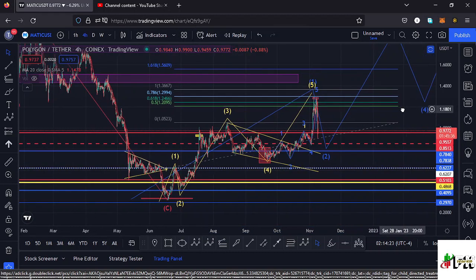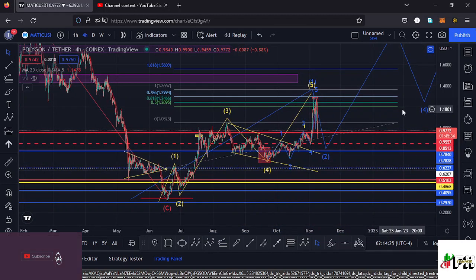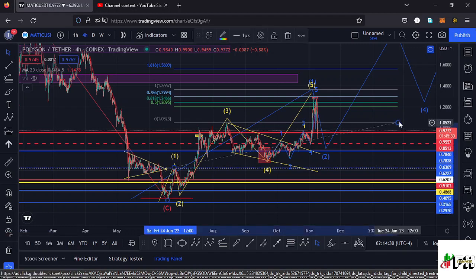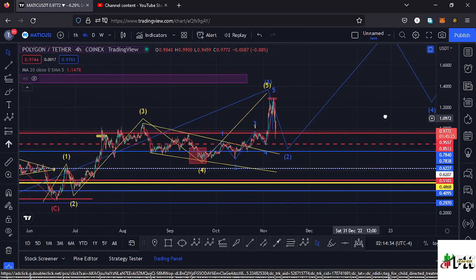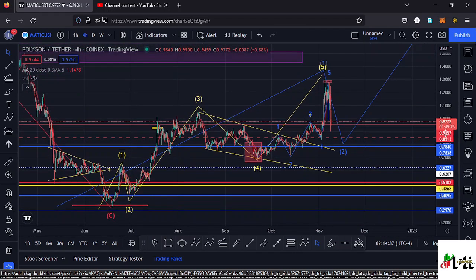And you can see we have made our high in the formation of a wave 5 at around the $1.3 mark, meaning we have fully maximized that target area and even managed to break above the target area to the upper side with a few dollars to the upper side.